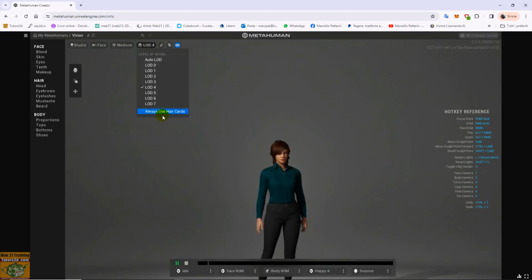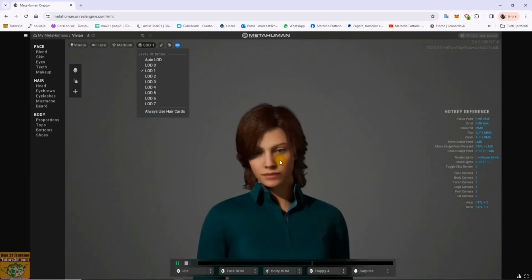Here also, if I put always use lower cuts, anyway, I don't have a change of what are the resolutions, because I'm already a distance away. LOD 3, LOD 2, LOD 1. You see that since I set this, I don't have an important change in what is my mesh and my textures.